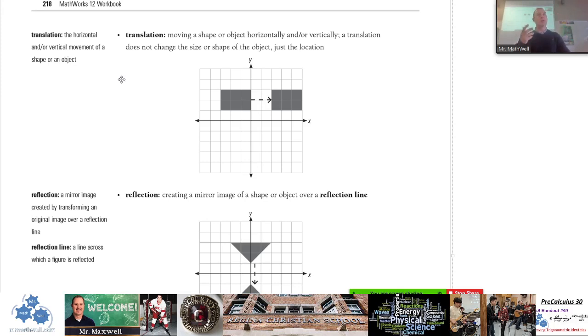Think about language. When you translate from one language to another, you're just moving the exact same message from one understanding to another understanding. So you're not changing the meaning in translation. You're trying to get the exact meaning, just move it over to a new language. So that's what a translation is.